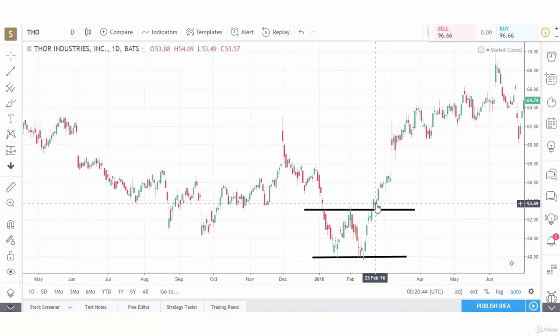So this is your buy level. When the stock breaks above 53, you're looking to get long the stock. And again, you're looking for a $5 price target, which obviously was achieved in Thor in this situation. And that is the double bottom reversal pattern.